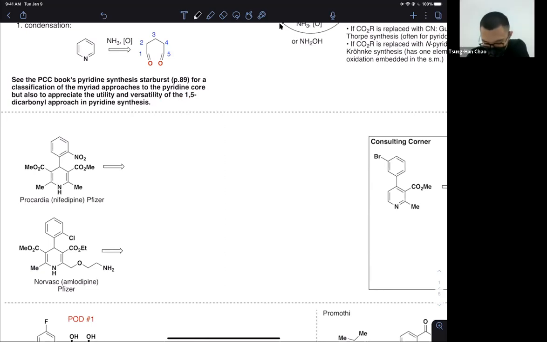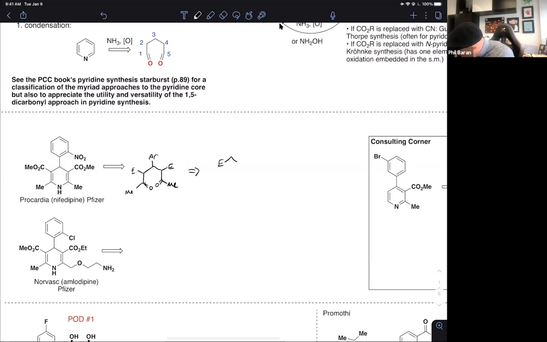I think we can drive from 1,5-dicarbonyl and maybe can further start from a symmetrical beta-keto ester. So in practice, all one needs to do is mix those three together, filter, and then collect the money as it's printed.